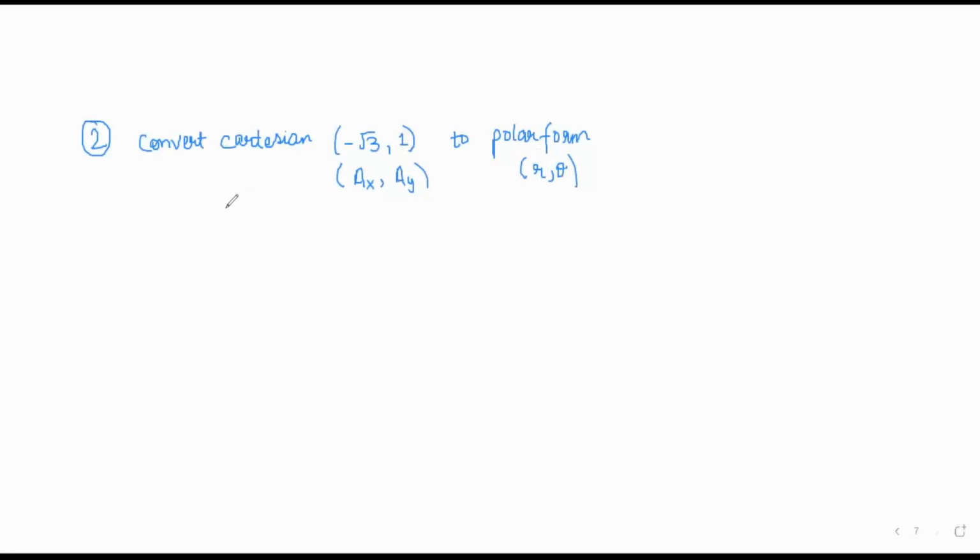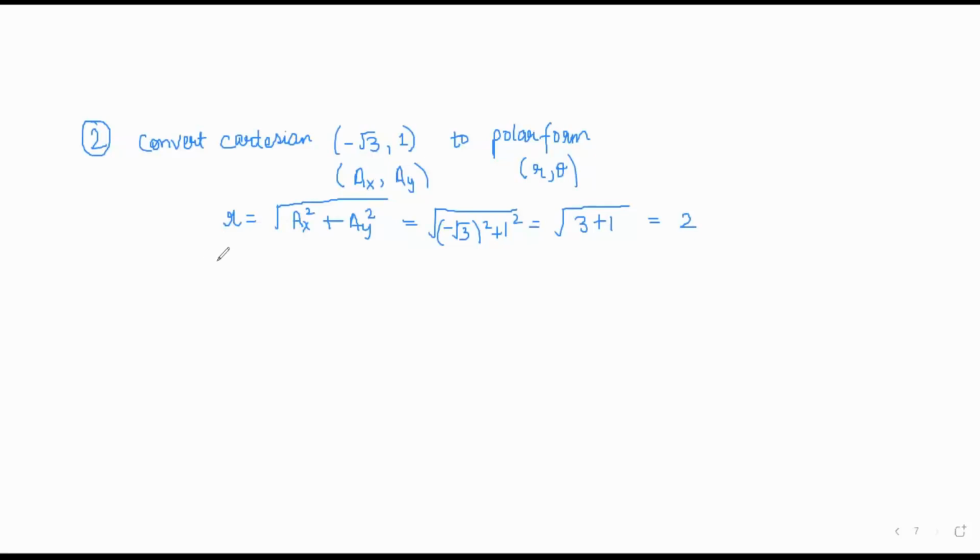According to the Pythagoras theorem, r, the magnitude of any vector, is written as the square root of ax square plus ay square. That is minus root 3 whole square plus 1, that is basically 3 plus 1, 4, and its square root is 2. So we simply get r, the magnitude of that vector.